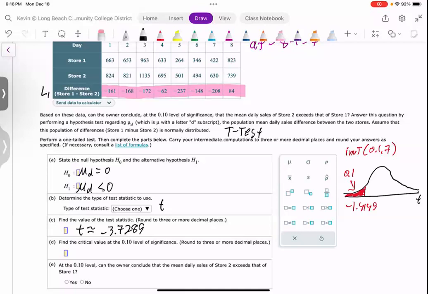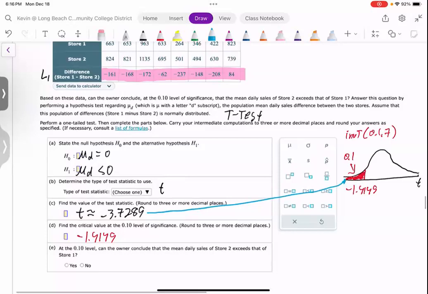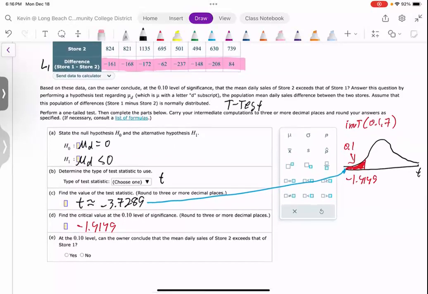So our critical value is negative 1.4149. And I can see that this is definitely way over here. In fact, it should be even more left. But we are definitely in the rejection region. So our conclusion is to reject the null hypothesis.